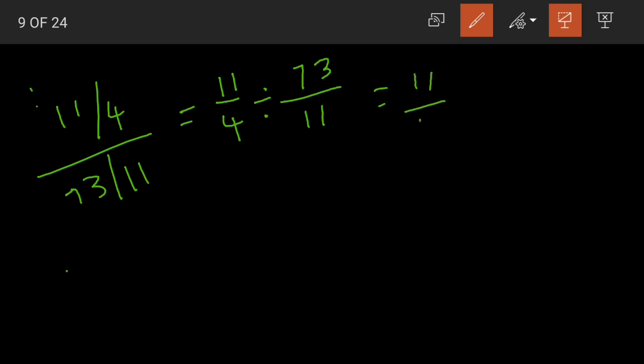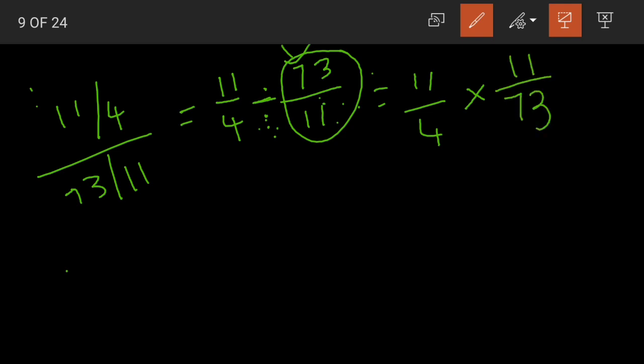Now what did I say earlier? We simply need to replace division with the multiplication symbol and write the reciprocal of the second fraction, the fraction which is after the division symbol. Now what will the reciprocal of 73 by 11 become? It becomes 11 by 73. Am I right, students? Yes, the denominator 11 became the numerator 11 here, and the numerator 73 became the denominator 73.